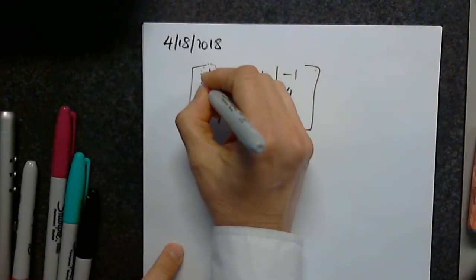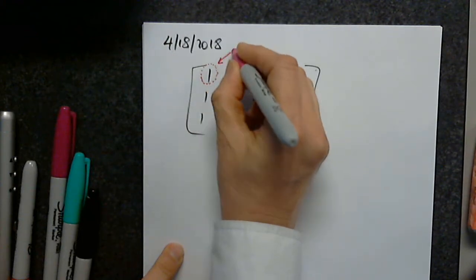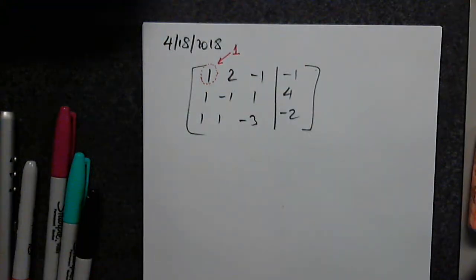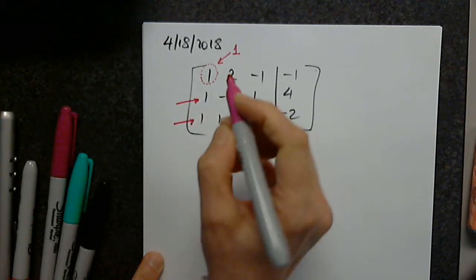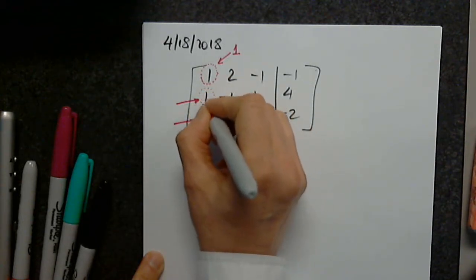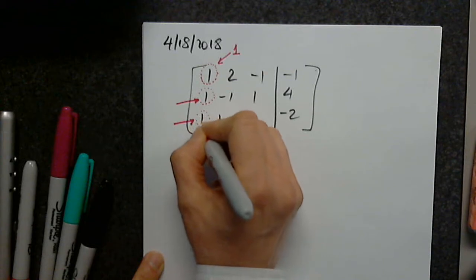This is the first thing I need to accomplish. I need a 1. Well, it's already there. I have a 1 in the upper left corner, first row, first column. So that is done. The next step is I want zeros here. I want this to be 0, and I want this to become 0.